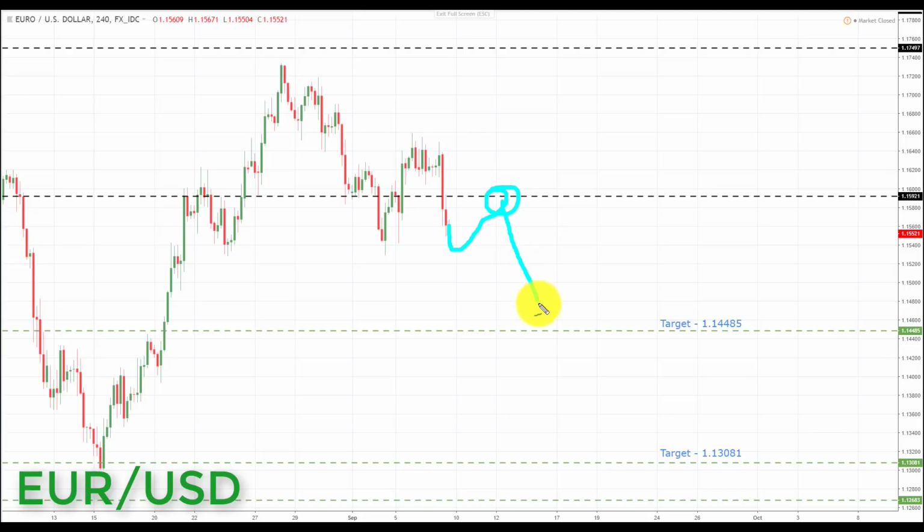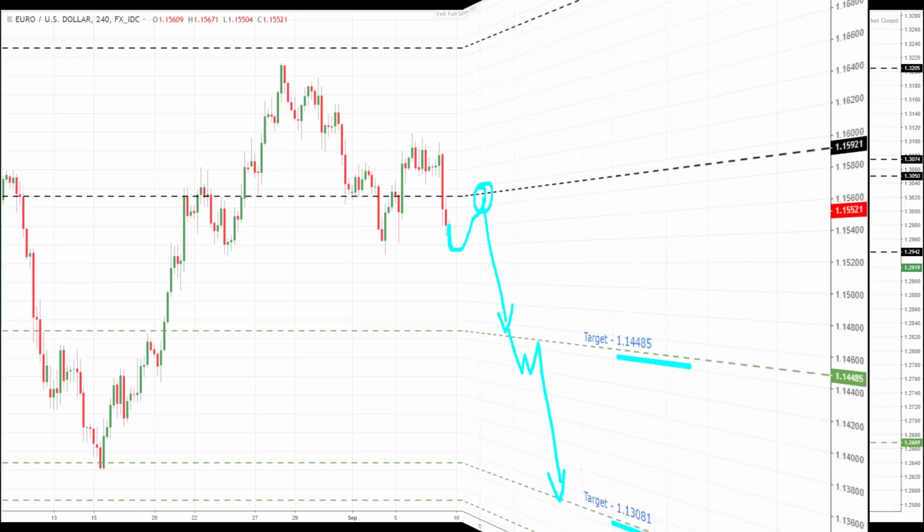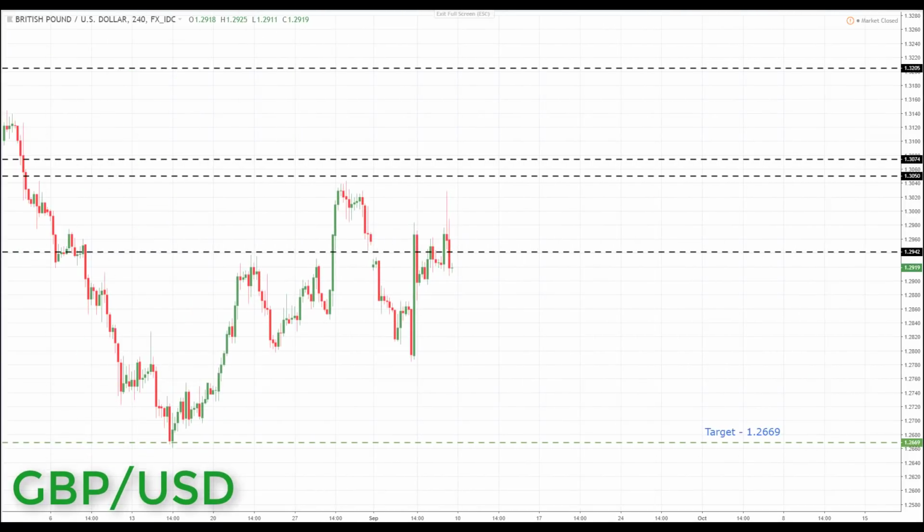We're going to be looking at initiating shorts down towards the next key area of support to the downside and the target set at the 1.14485, and if we can get a breakthrough here, we're going to be looking down towards the next key area of support to the downside and target 2 at the 1.13081.